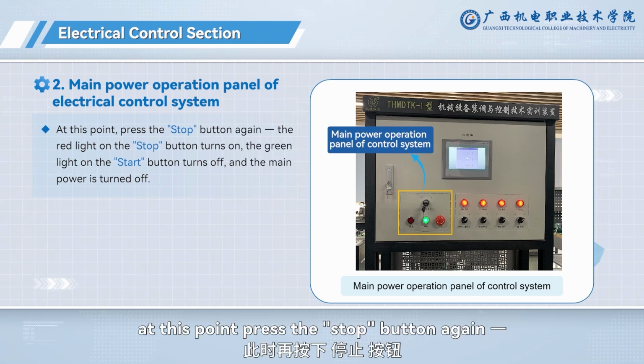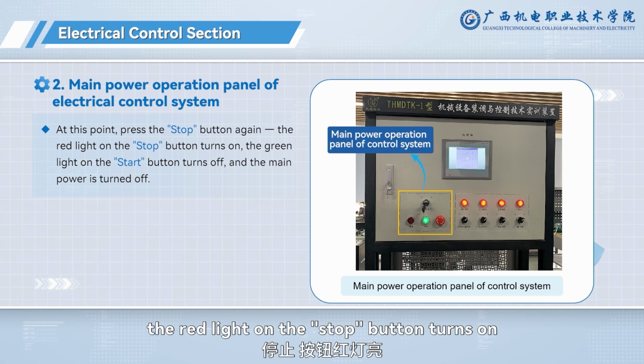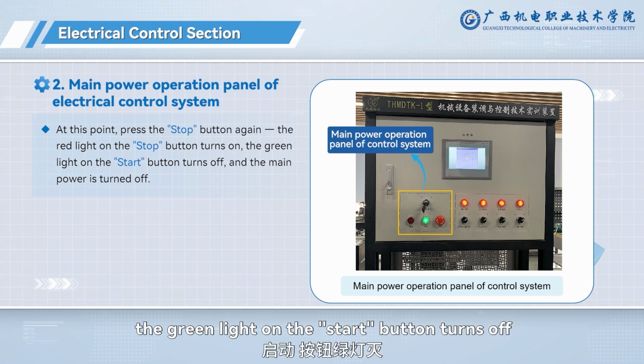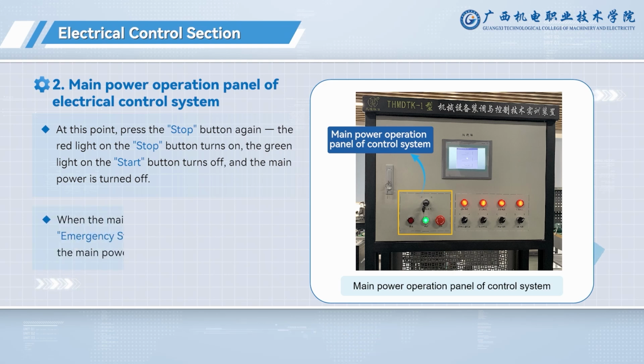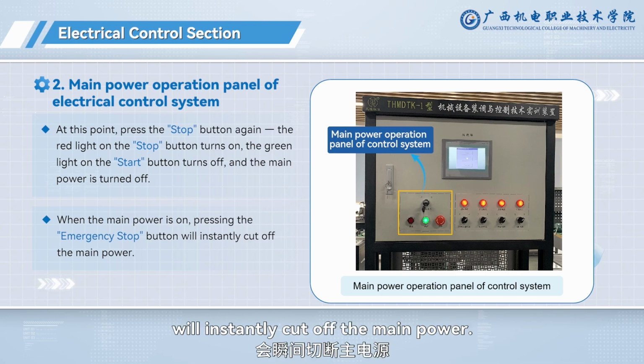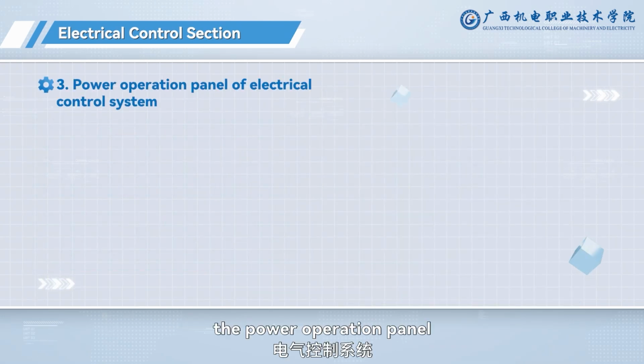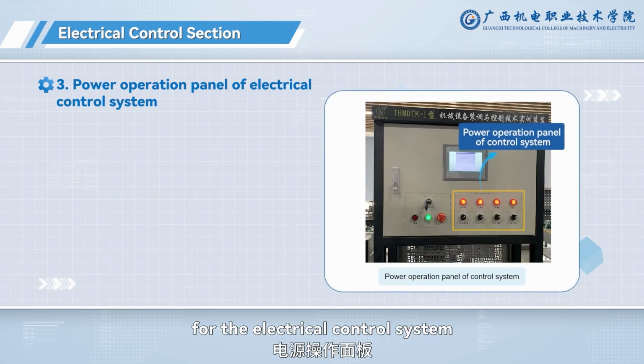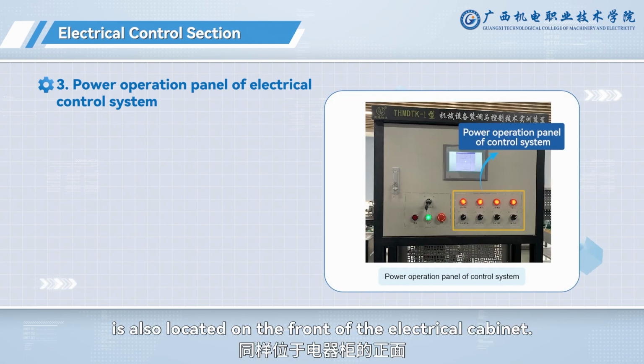At this point, press the stop button again. The red light on the stop button turns on, the green light on the start button turns off, and the main power is turned off. When the main power is on, pressing the emergency stop button will instantly cut off the main power. The power operation panel for the electrical control system is also located on the front of the electrical cabinet.